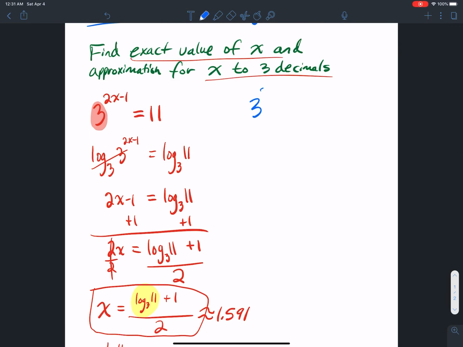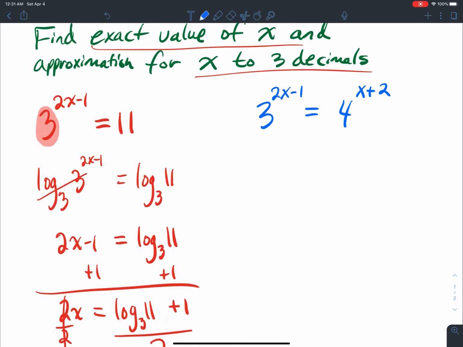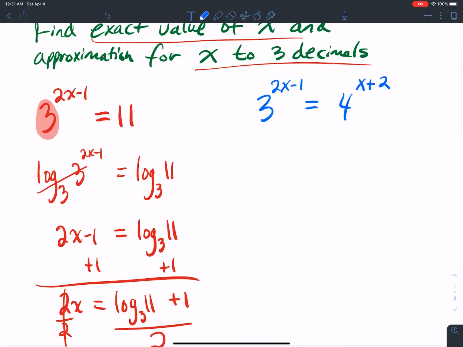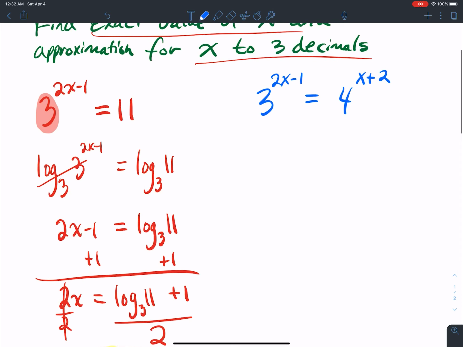So I've got 3 to the 2x minus 1 equals 4 to the x plus 2. Now when I look at this, I've got exponents on both sides. So it really doesn't matter what our log base is because we're going to run into some trouble anyway. So what I'm going to do is use a natural log on both sides, okay? I like using the natural log. You can use a regular log, it doesn't matter. When you take the log, you get rid of the exponential, okay? So ln both sides.